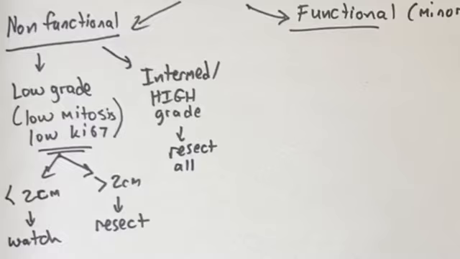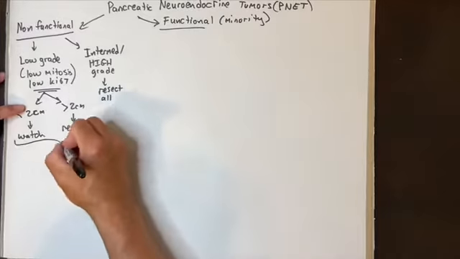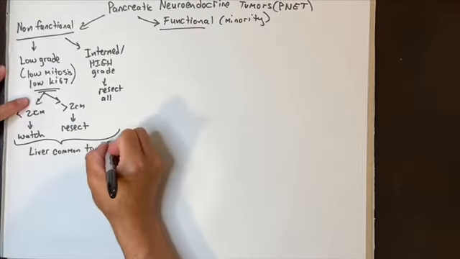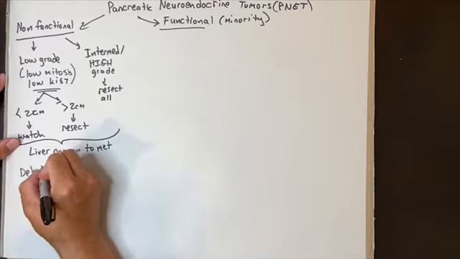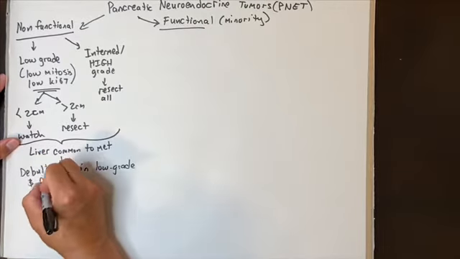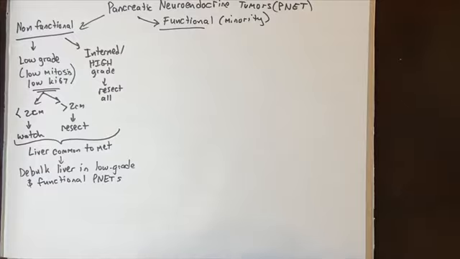All pancreatic neuroendocrine tumors have a propensity to metastasize to the liver. Debulking low-grade neuroendocrine tumor metastasis to the liver improves outcome, especially if they're hormonally functional.